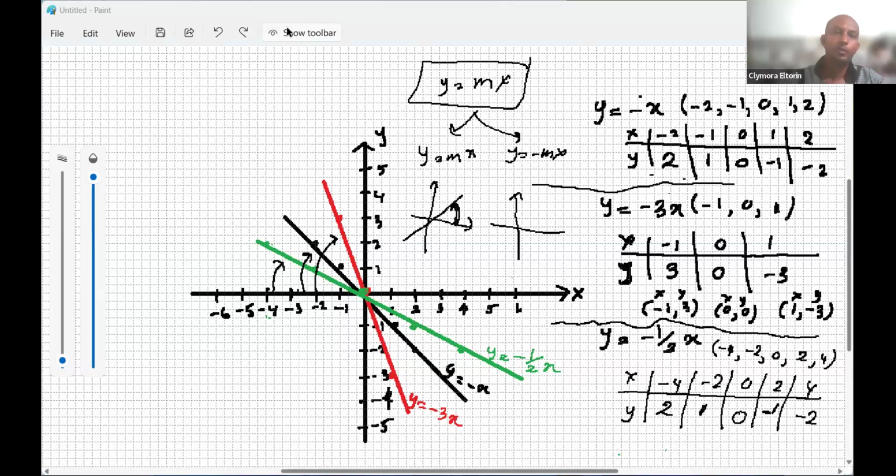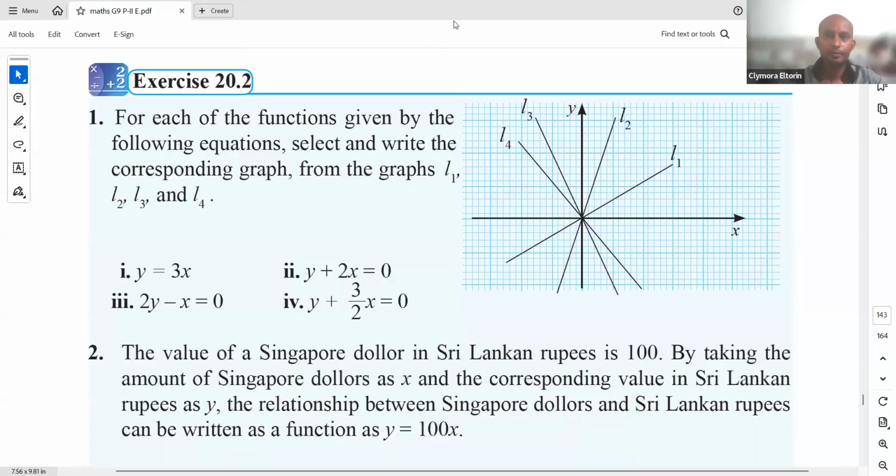First question of the 20.2. This is the question. Let's see how to discuss that one. What is the question? For each of the functions given by the following equations, select and write the corresponding graph from the graphs L1, L2, L3, and L4.